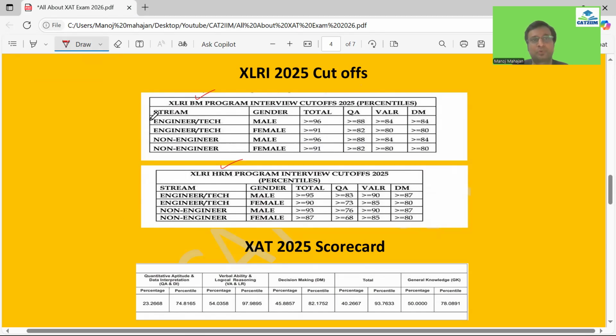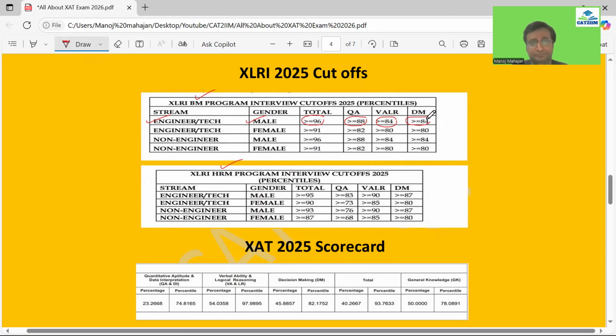Let me just take one example. If you are an engineer and male, the overall cutoff was 96 or above. For QA, it was 88 or above. For VLR, it was 84 or above. For DM, decision making, it was again 84 or above. Similarly, you can see for the other streams and genders. Same, you can see the cutoffs for the XLRI HRM also.